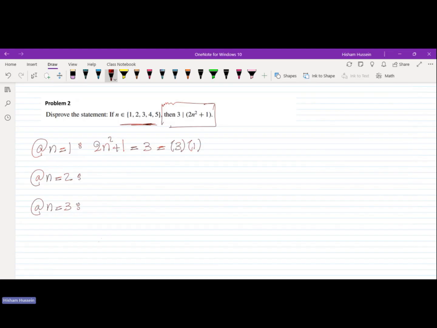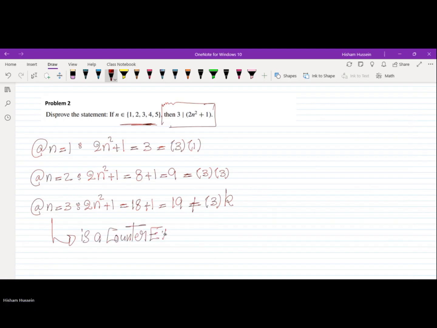But what about n equals 2? For n equals 2, 2n squared plus 1 equals 2 times 4, which is 8, plus 1 is 9, which is 3 times 3. For n equals 3, 2n squared plus 1 equals 2 times 3 squared. 3 squared is 9, 9 times 2 is 18, plus 1 is 19, and 19 can't be written as 3 times k. So n equals 3 is a counterexample for this statement.